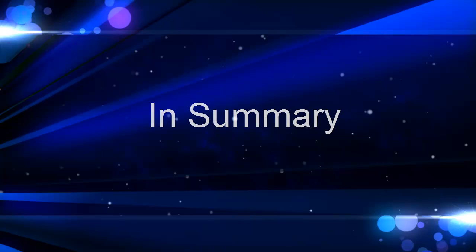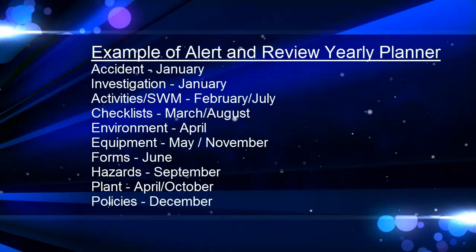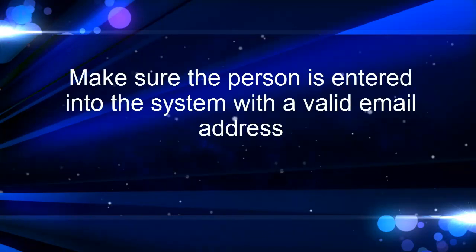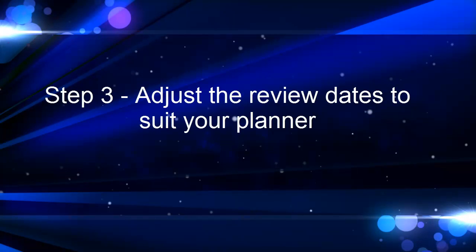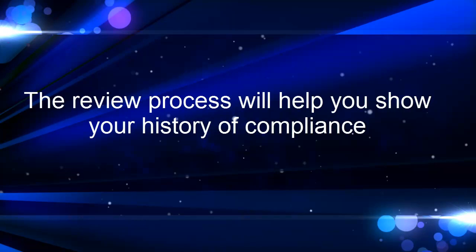So in summary, Step 1. Set out a plan over the year for the alerts so you don't get bombarded by all these alerts in the same month. For companies who have many activities and other items, schedule them over 2 or 3 months accordingly. Step 2. Identify who needs to receive the alert, making sure that the person's email address is entered in the system and is the correct address. And Step 3. Adjust the review dates to suit your planner. And remember, this is a very important part of your online OHS system, as it shows your history of compliance.